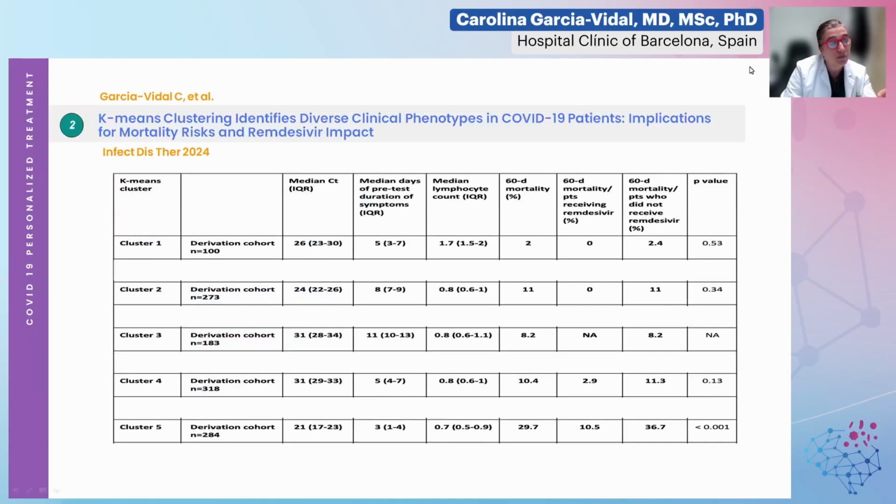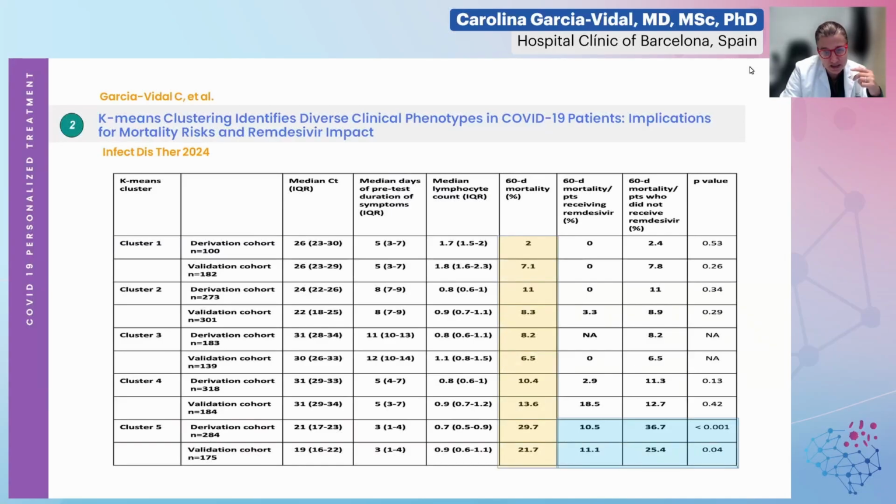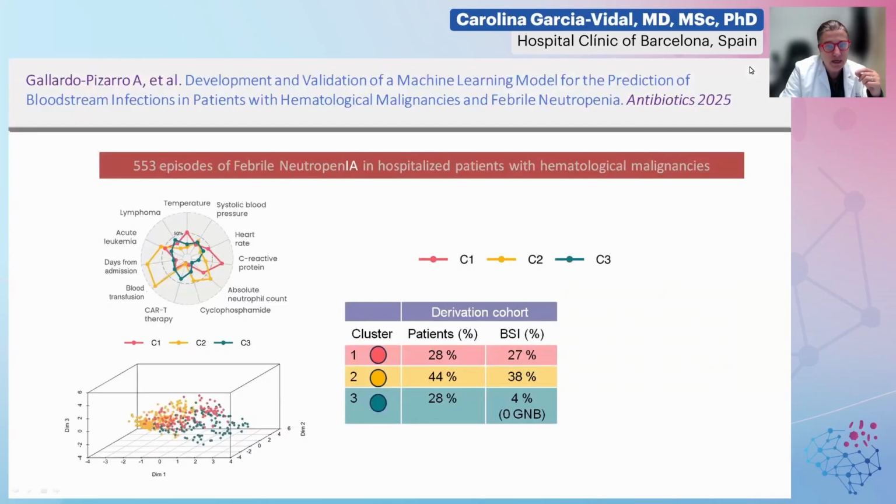And as you can see here, one computer, without knowing about COVID-19, was able to divide the patients into 5 different clusters with a mortality ranging from 2 to close to 30%. And the most important thing is that when we analyze the use of antivirals in this high-risk population with 30% mortality, we see that the use of one antiviral or not was related to a 4 times increased risk of mortality. We validated these results in an external cohort with very similar results.